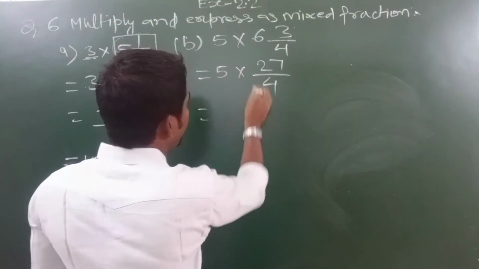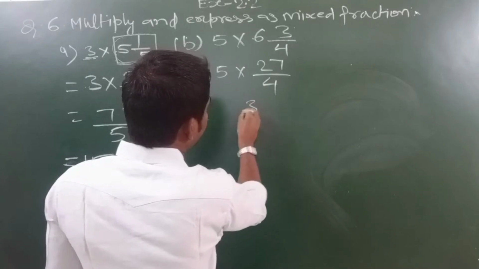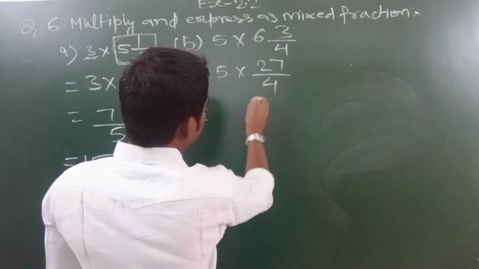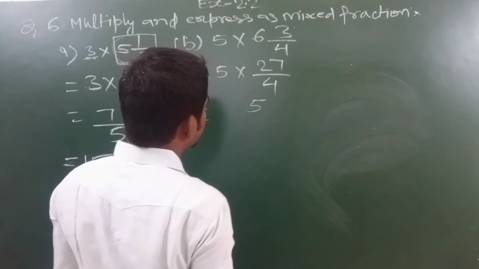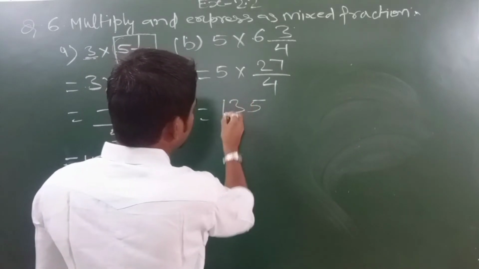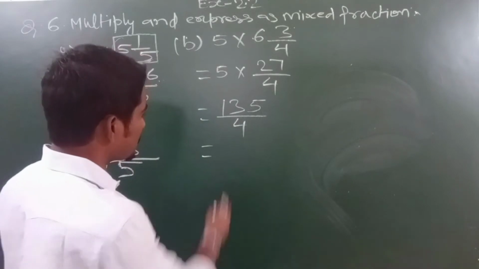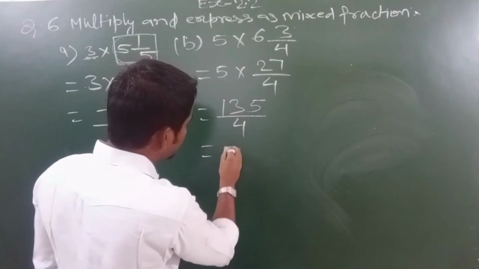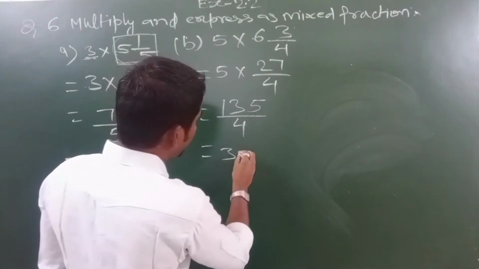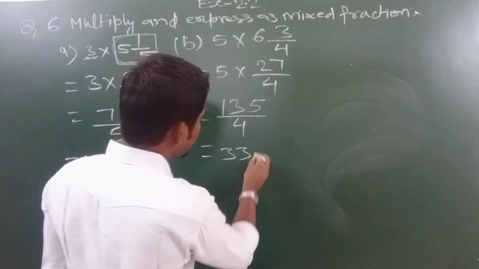So you will have how much? 7 5s are 35, and 5 2s are 10, 10 plus 3, 13 upon 4. Now convert it to a mixed fraction. If you convert it to a mixed fraction, then 4 3s are 12 and 4 3s are again 12, remaining how much?